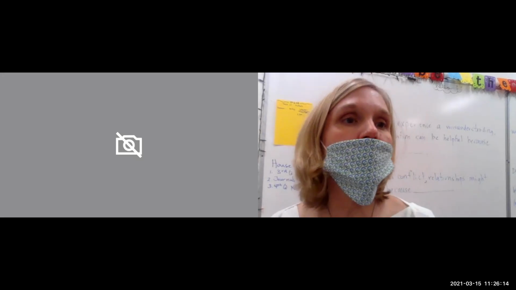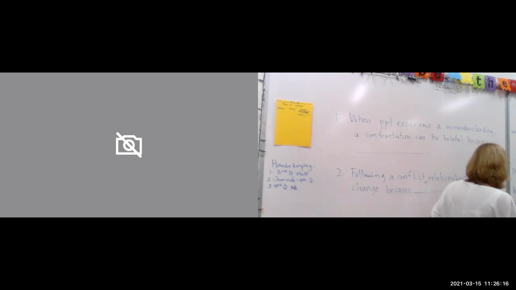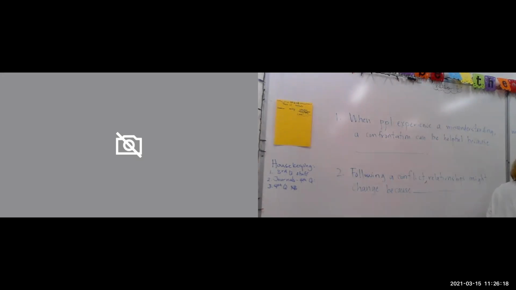Now, we're going to talk a little bit about the skill of inferencing. This is something that we are going to do throughout this story. It is something you already know how to do. It is something that humans do naturally. Anybody know what it means to make an inference or draw an inference?